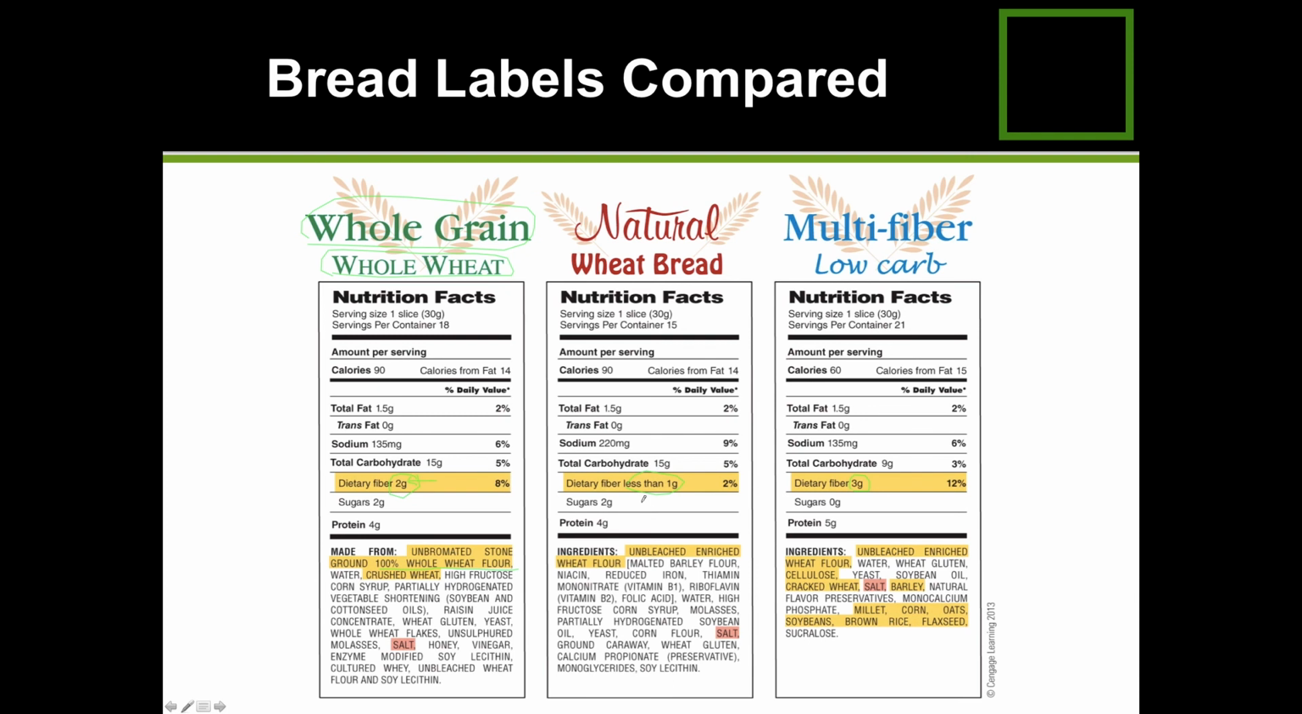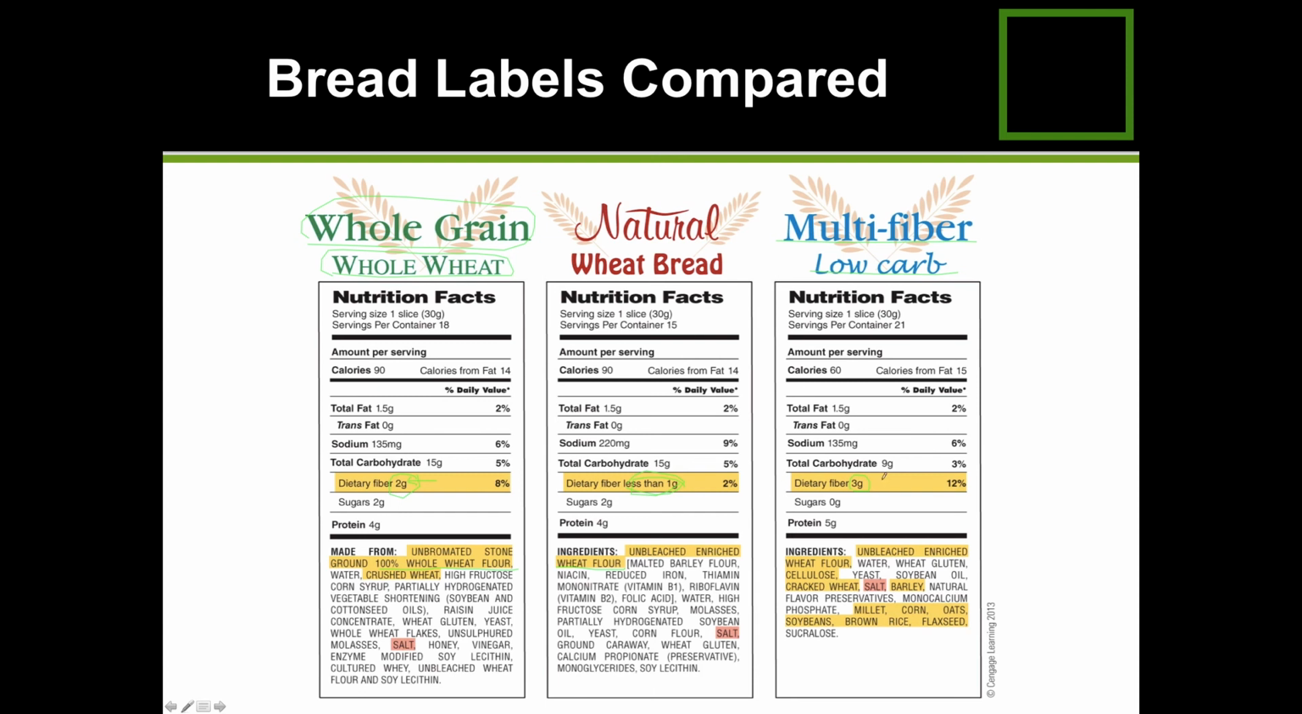Then here, this is just regular wheat flour. It's not whole grain. So of course it's going to contain way less grams right in here, less than 1 gram, okay? And then here, this is multi-fiber low carb, all right? So multi-fiber means it comes from different sources. But just because it says multi-fiber low carb or multi-grain doesn't mean that it is whole grain.